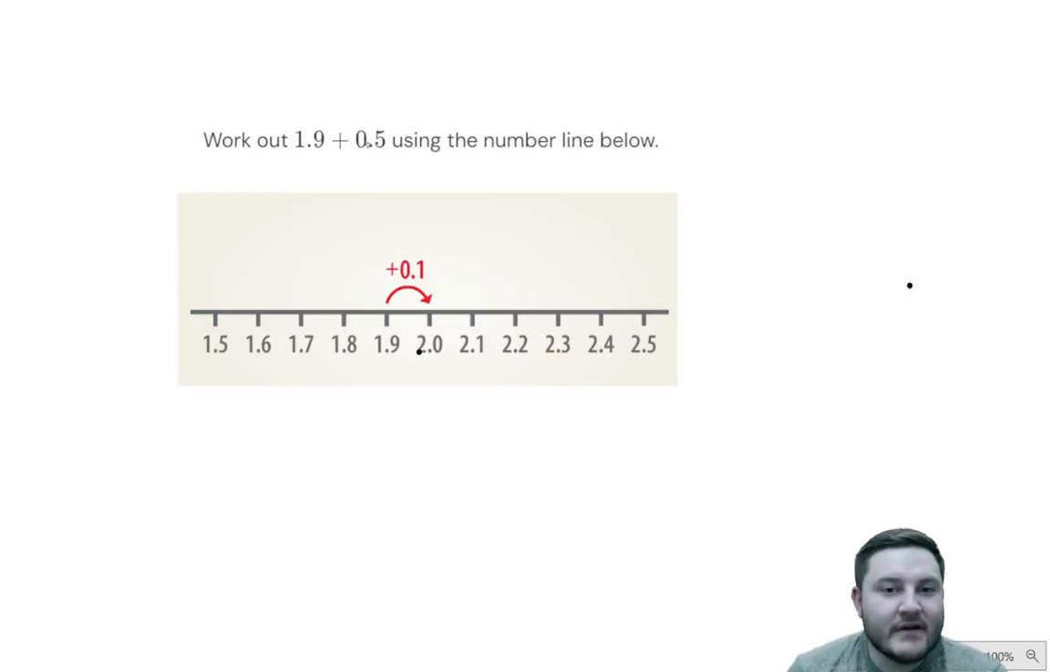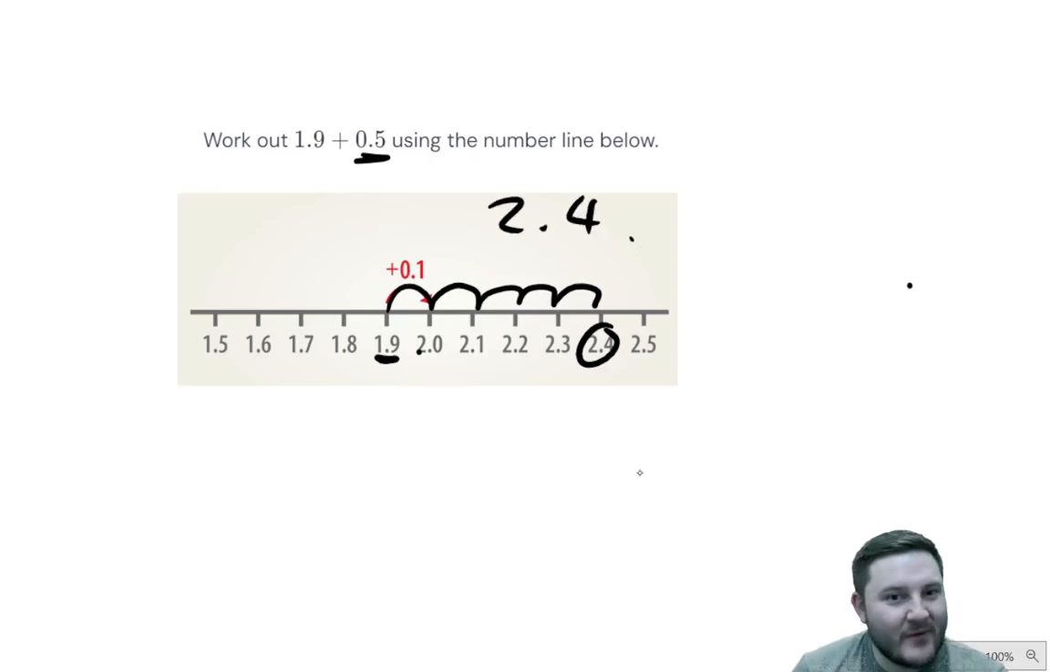Now, if we want to add these two numbers, well, I would start on 1.9. And because I know, and they've told me actually in this question, but I could work out that every time you go up one space on the number line, you add 0.1. So if I want to add 0.5, well, I've got to do this 5 times. So I go 1, 2, 3, 4, 5. So the answer's got to be 2.4.